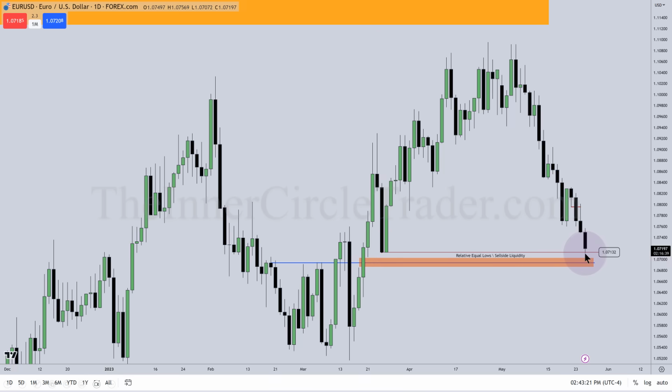And lo and behold, look at that. Look how cherry picked and lucky that was. Traded right down into it and pulled off that low. So the relative equal lows, the sell side liquidity here was tapped into.